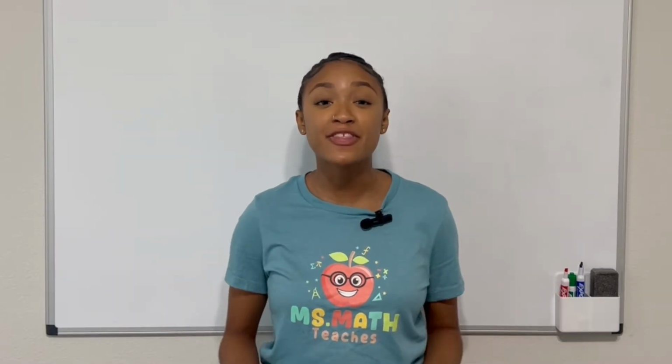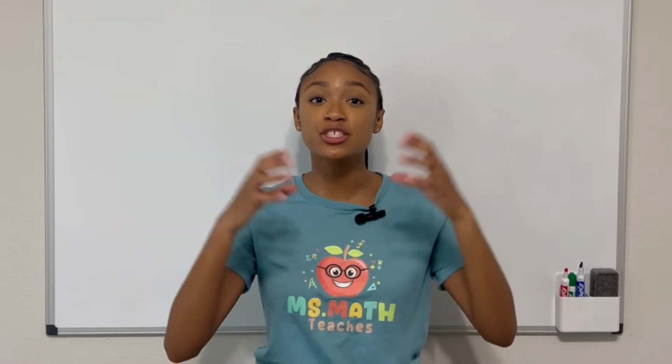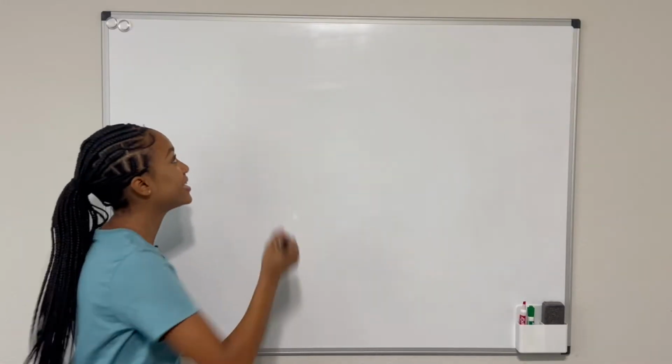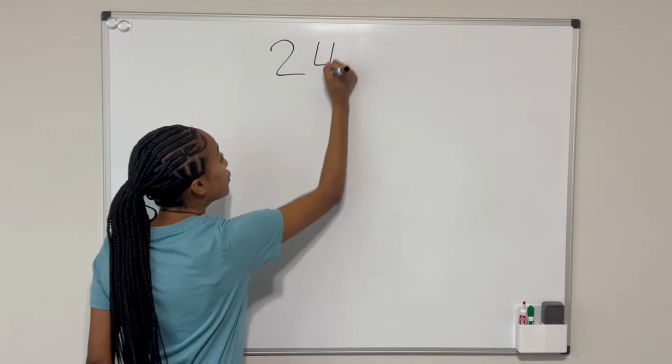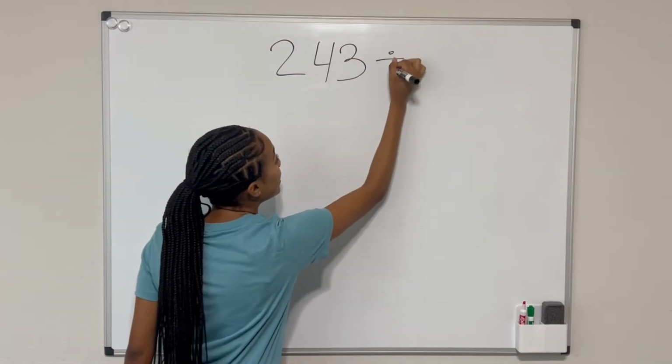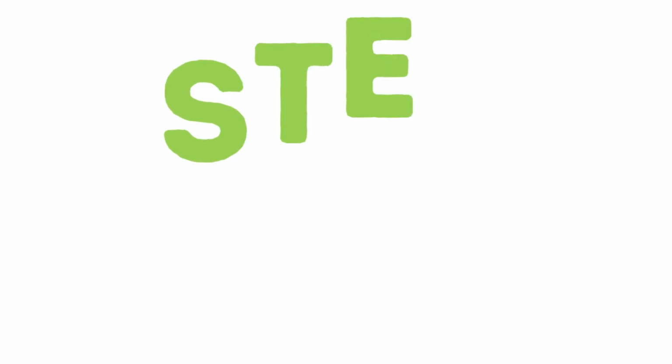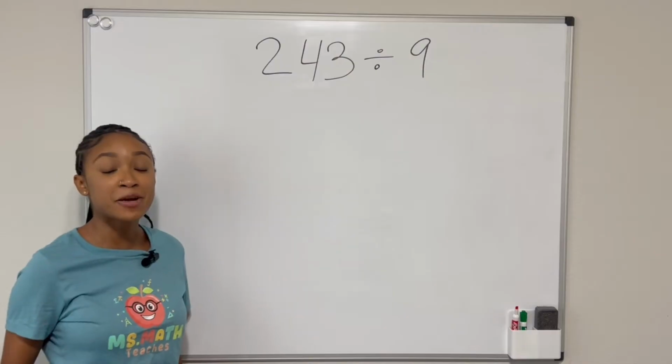What is long division? Long division is a method used to divide larger numbers into smaller groups. Let's write down our problem. 243 divided by 9. Step 1. I'm going to set up my problem.